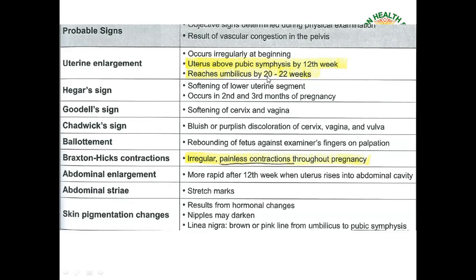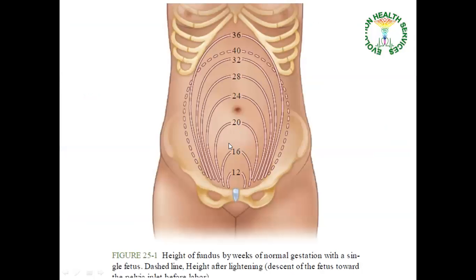In this picture, you can see the height of the fundus by week, right? It is also a probable sign. At 12 weeks, if you palpate the uterus, you can feel the uterus just above the pubic symphysis. At 16 weeks of pregnancy, the uterus is halfway between the pubic symphysis and the umbilicus.